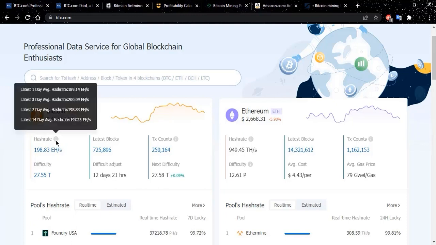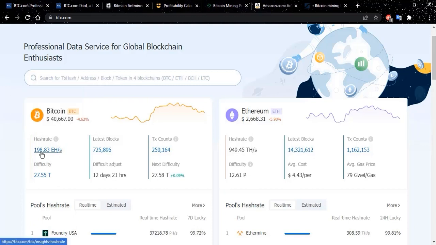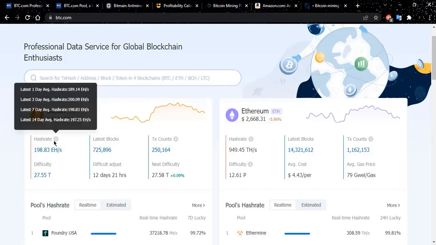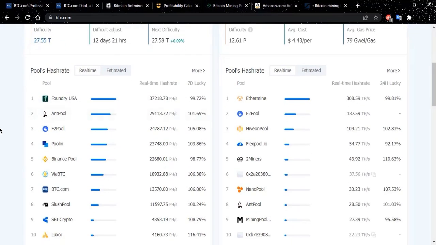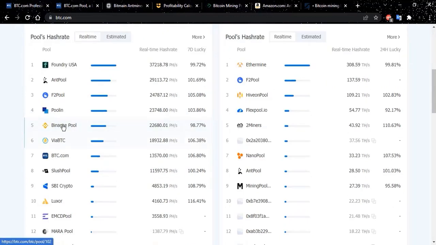Now we will go down and see the price of Bitcoin, 40,000, and we have the hash rate. It's important to see the latest 14-day average. The latest 14-day average seems like 197, compared with the current one, which is 98. So no change for 14 days. Very good sign.